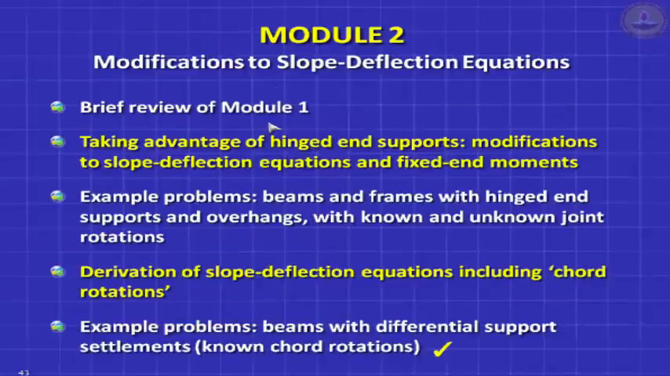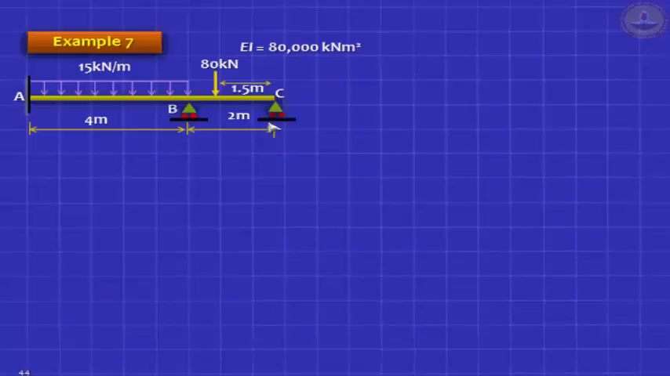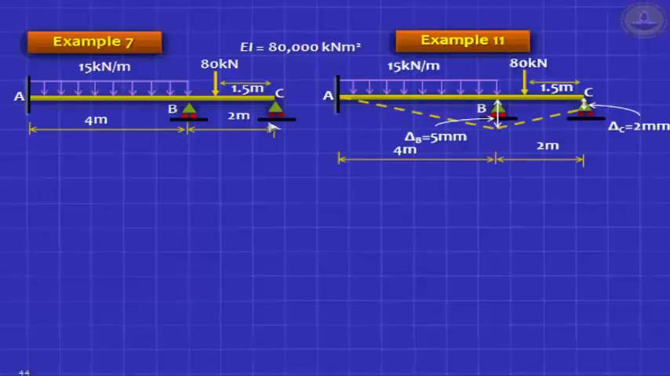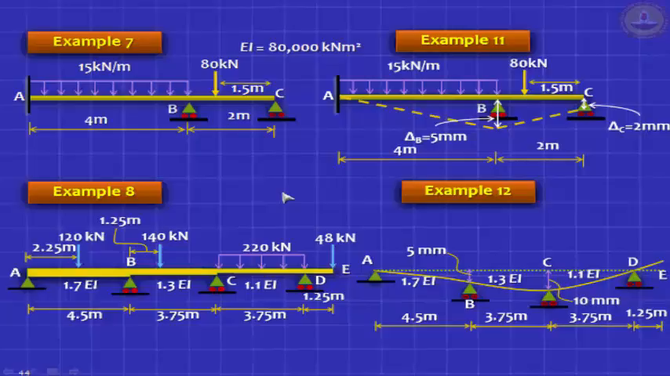Right. We are now ready to apply whatever we've learned to examples. We'll do several examples. Here's one example where, you remember we did example 7, this problem. Now we are going to look at that same problem and say that support B is known to settle by 5 mm. Let's take the same beam without any loads but with only support settlement. Support B settles by 5 mm, support C settles by 10 mm.